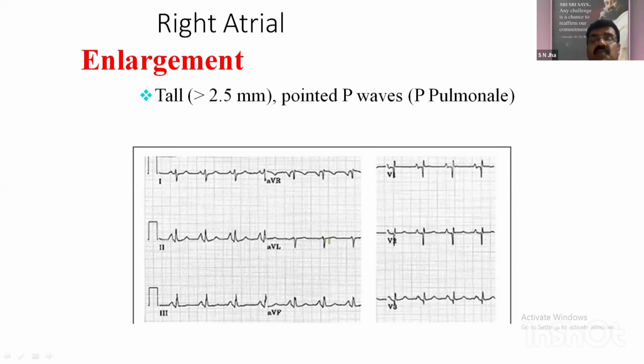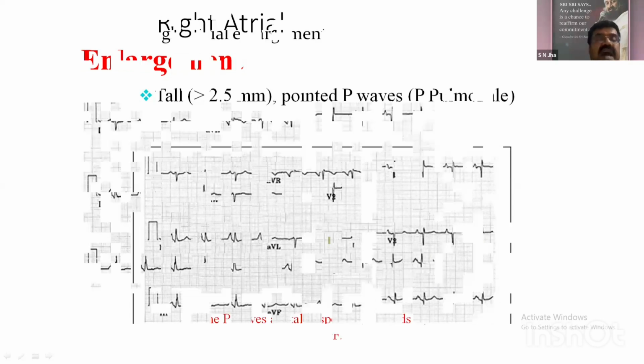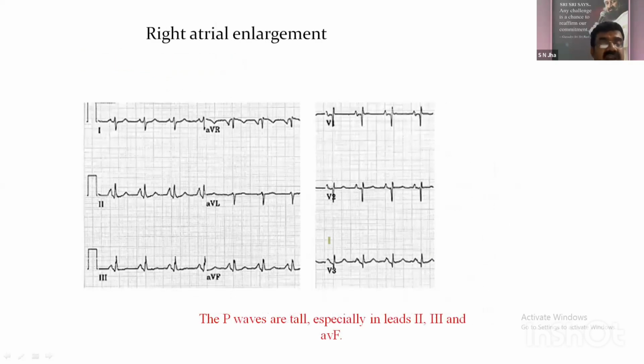And in lead V1, the positive deflection is more. You can see the upper part is more. It is also wide and the upper part is more. In right atrial enlargement, here also you can see the P waves are tall, especially in lead 2, 3 and aVF. And in V1 we say there is a biphasic P wave and the positive deflection will be more in right atrial enlargement.